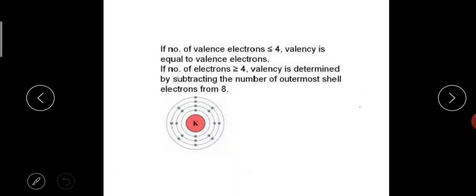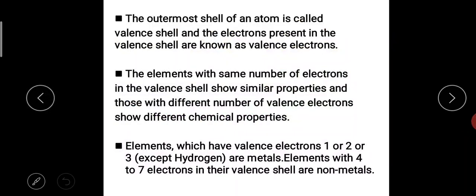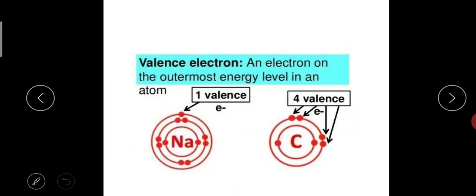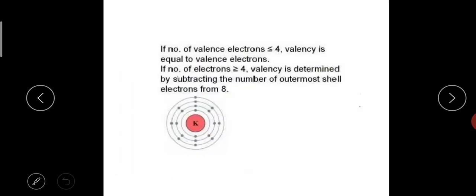Can you say the valency for oxygen? Atomic number is 8. First shell 2, second shell 6. So 8 minus 6 will be 2. Valence electrons means the electrons present in the outermost shell. Valency means if it is less than 4, you say whatever is present in the outermost shell. If it is greater than or equal to 4, you subtract from 8. That is what we call valency.